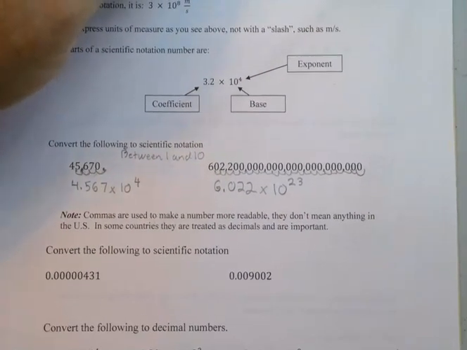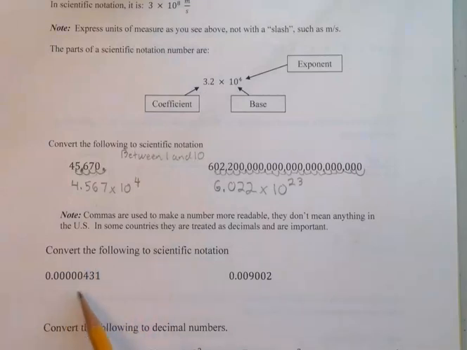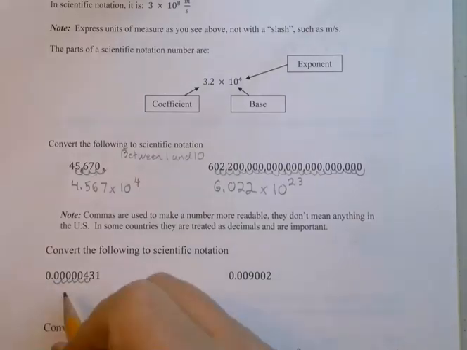Okay, let's go ahead and try a couple with what we would think of as decimal numbers. So where would you move the decimal to make this number between 1 and 10? You'd have to move it right here between the 4 and the 3. So you have 4.31. That's a number between 1 and 10. So let's do that. So I had to move that 6 places over.